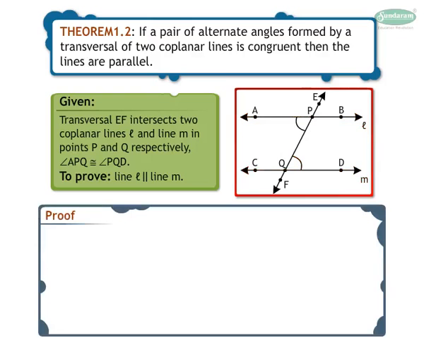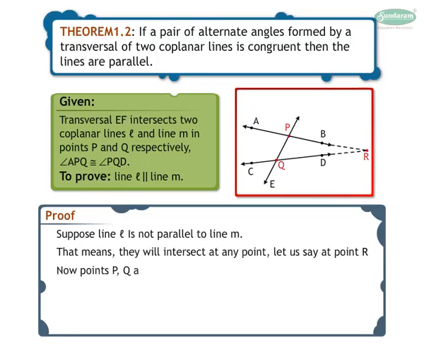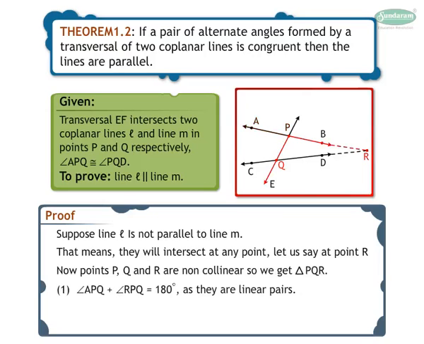Proof. Suppose line L is not parallel to line M. That means they will intersect at some point, let us say at point R. Now points P, Q and R are non-collinear, so we get triangle PQR. 1. Angle APQ plus angle RPQ is equal to 180 degrees as they are linear pairs.